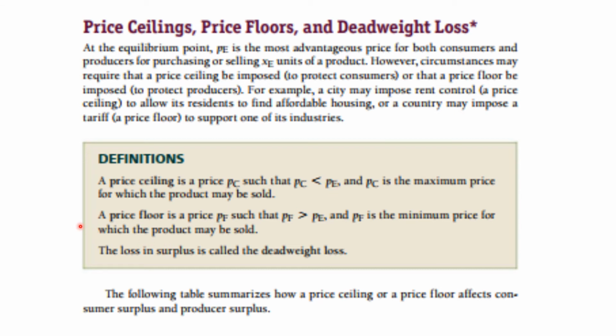A price floor is a price, P sub F, and you see this is a higher price than the equilibrium price. And P sub F is the minimum price for which the product may be sold. So the loss in surplus is called the deadweight loss, and there are losses that happen from these two conditions. The following table summarizes how a price ceiling or price floor affects consumer surplus and producer surplus.